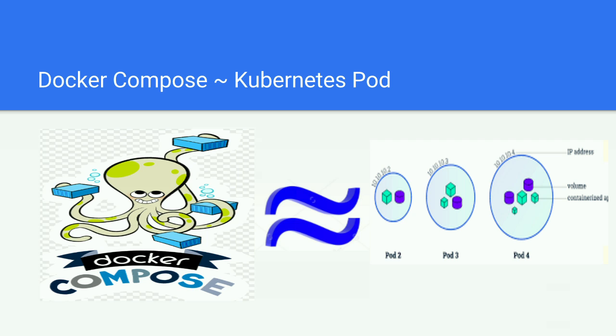Then what is the difference between them? The difference is that with Kubernetes, you can do the orchestration. Docker Compose has the concept of node and cluster, but you cannot do the orchestration. So that's the only difference, nothing else.